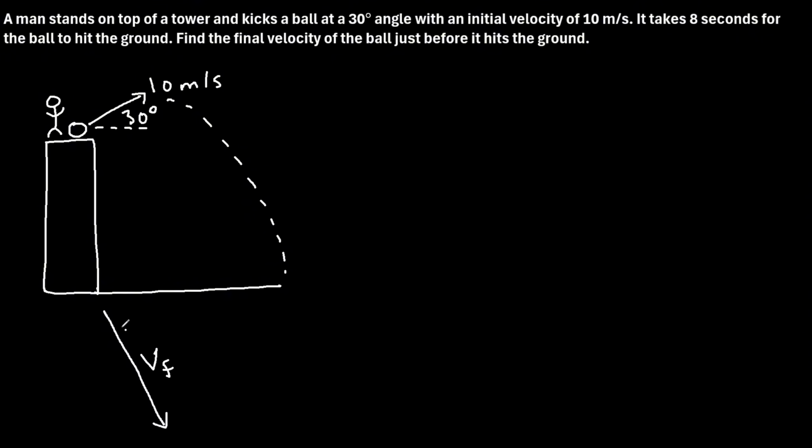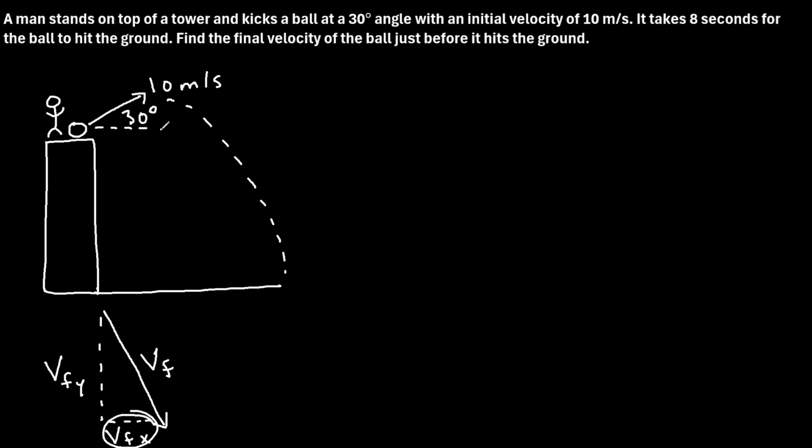So the ball is going to be hitting the ground, and what we can do to actually figure out what this final velocity is, we can break this vector into two components, the y component, so let's call that the final velocity in the y direction, along with the x component. So let's call that the final velocity in the x direction. So if we can just find these two components, it becomes very easy to find this final velocity. So let's start by finding the final velocity in the x direction.